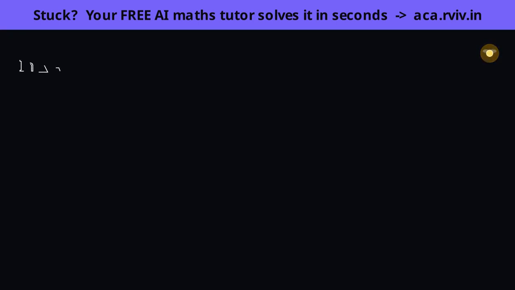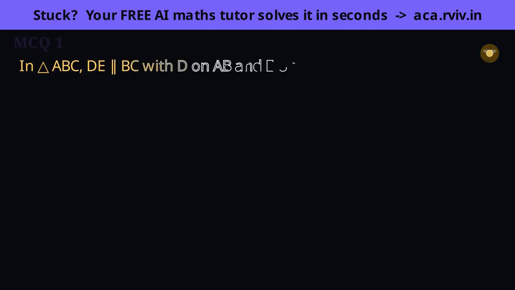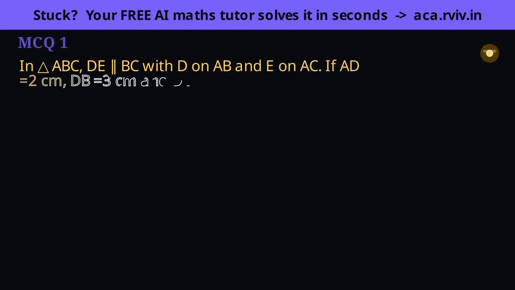Here's the thinking. Because DE is parallel to BC, the top triangle ADE has the same angles as the whole triangle ABC, so they're similar, and every pair of sides shares one scale factor. The trap to avoid is comparing DE with the wrong length. The ratio must use the whole sides. AD over AB pairs with DE over BC.